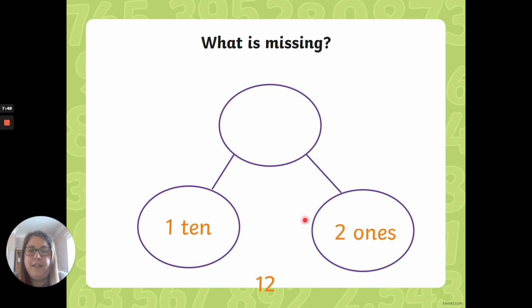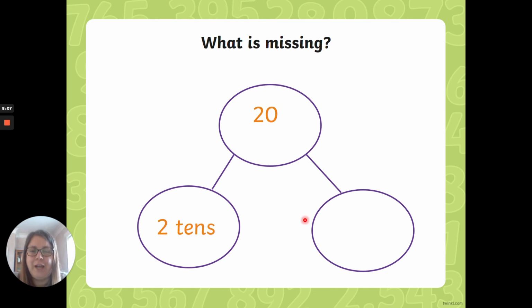So you should have written number 12. Well done if you did that. Okay, next one. The part is missing this time. What would the part be? How many 1s? There's a bit of a clue. It would be 7 1s. Well done. Next one then.